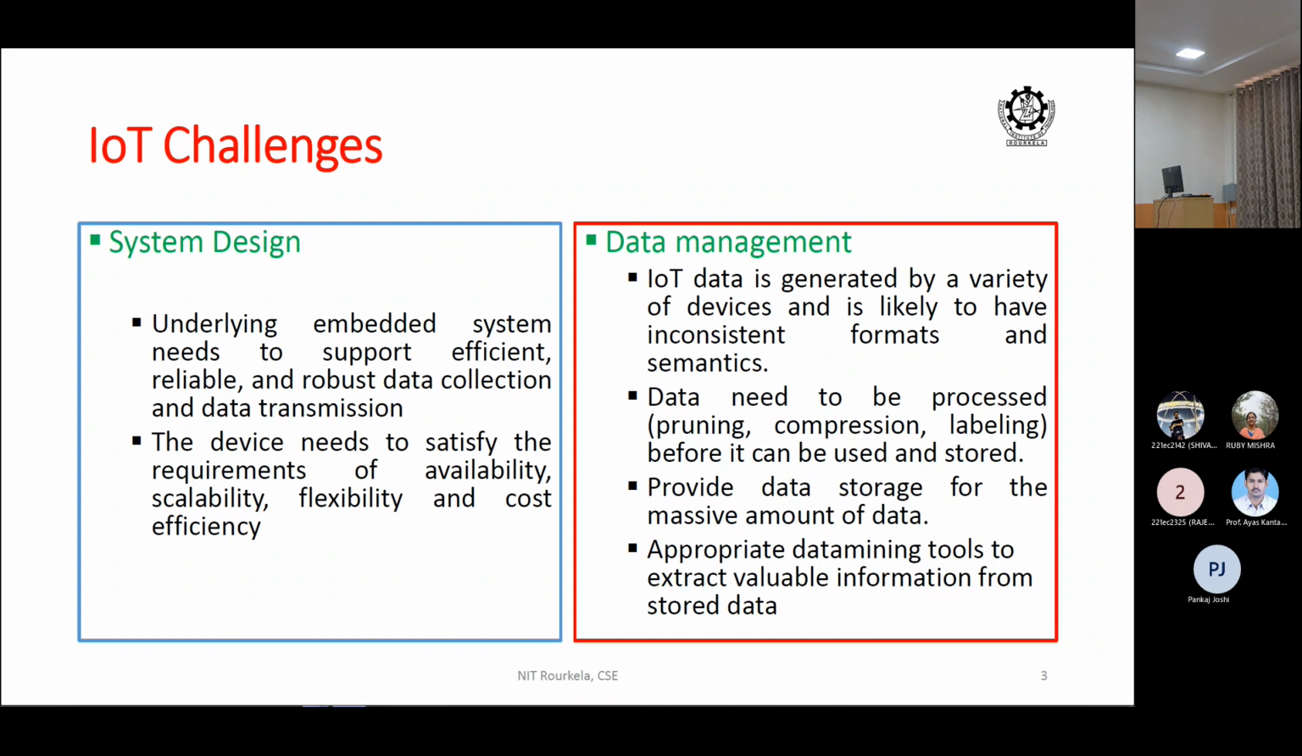That's another challenge. So data generated by a variety of devices is likely to have inconsistent format and semantics. It can be stream data, it can be discrete data, it can be an image, voice, video, anything. And the formats of all this data are also different. Now, with these different formats, before you store it, the data needs to be pre-processed. Either some compression, some pruning, or some leveling of the data can be done before it can be used and stored.